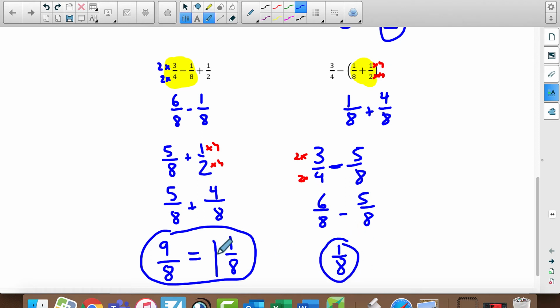Hey look, this one's 1 1/8 and this one's just 1/8. Just a coincidence that there's 1/8 in each one. It doesn't mean anything. Don't think there's some pattern here that always works out when you put brackets in there. Okay, so there you go.